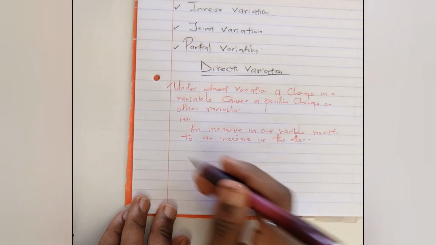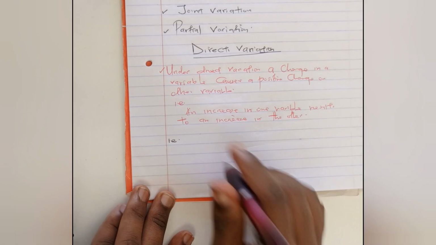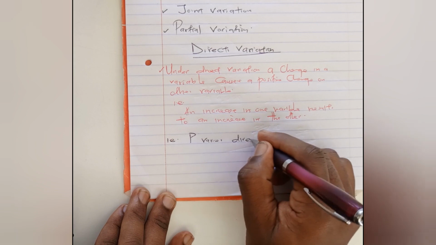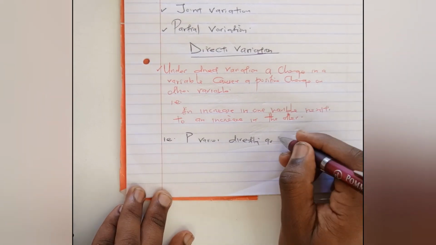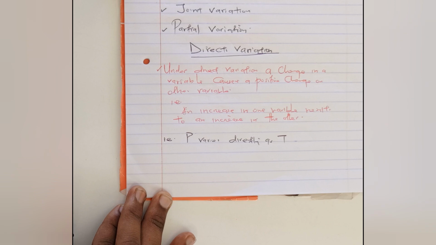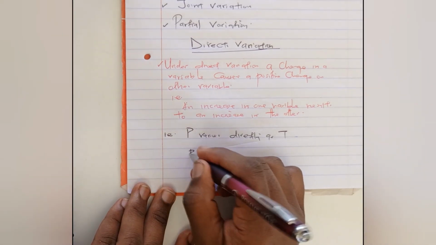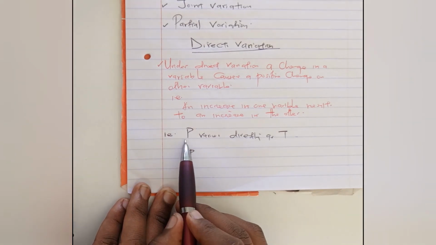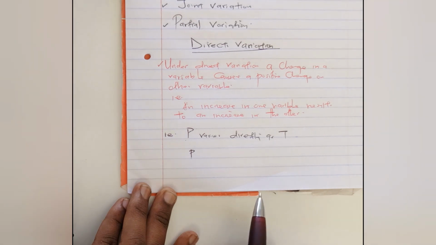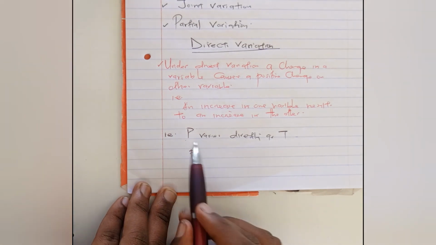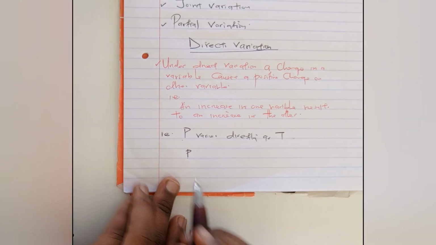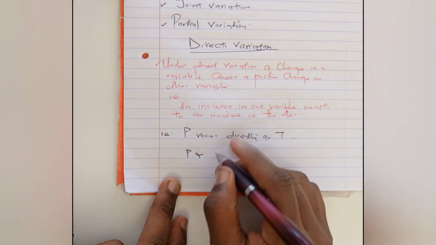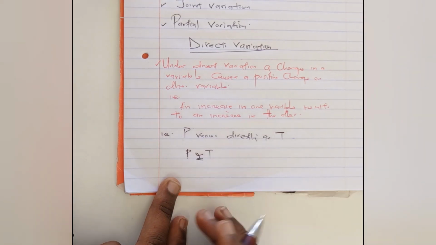For example, you can be told P varies directly as T. This simply means an increase in P will cause an increase in T, and a decrease in P will cause a decrease in T. So in this case, we have what we call direct variation. If you want to put this mathematically, simply say P is directly proportional, or directly in variation, to T. This is called the sign of proportionality.